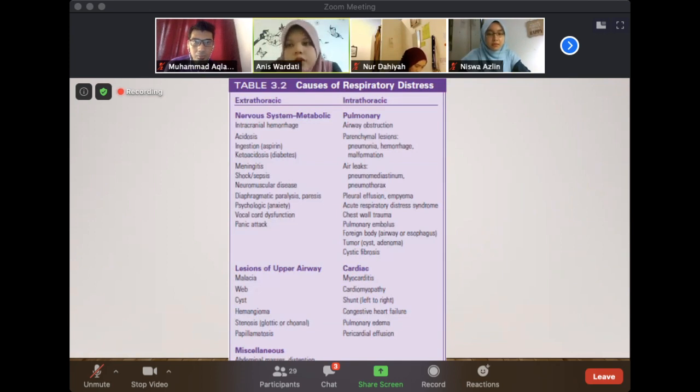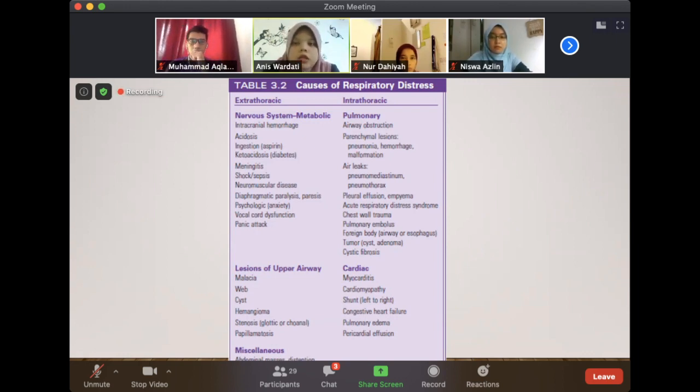So the causes of respiratory distress can be divided into intrathoracic and extrathoracic. The intrathoracic causes can be further divided into pulmonary and cardiac. For the pulmonary causes, as mentioned in UpToDate, it depends on three things: first is ventilation, second is perfusion, and third is gas exchange. Any alteration to these three can cause respiratory distress. For example, for ventilation, there will be disruption in the passage of the airway, such as in foreign body aspiration, so there will be impaired ventilation and it can cause respiratory distress to the patient.